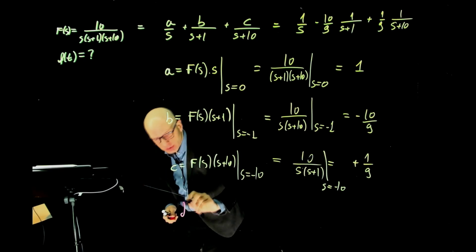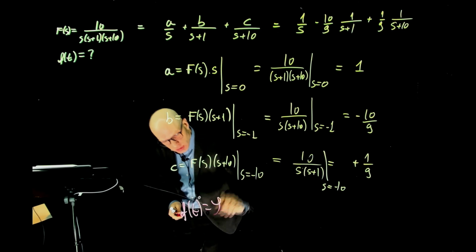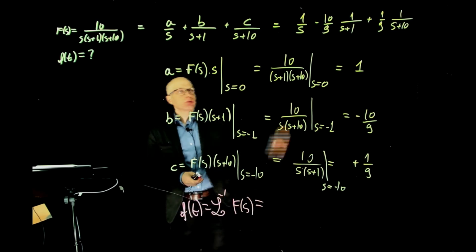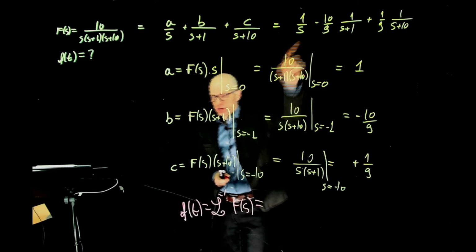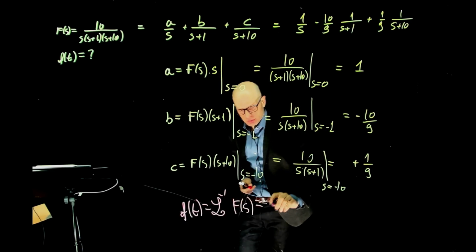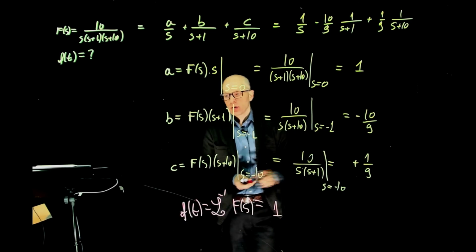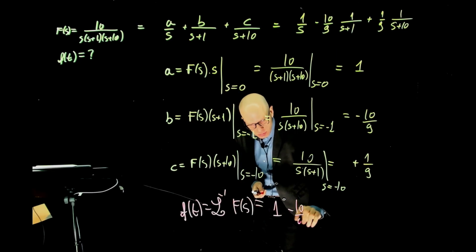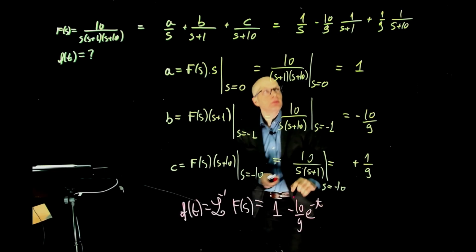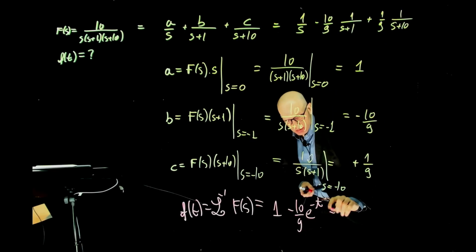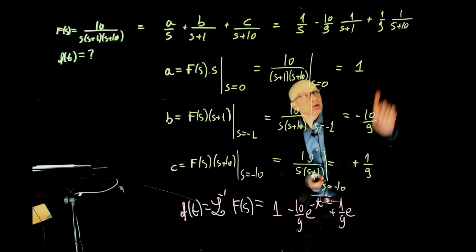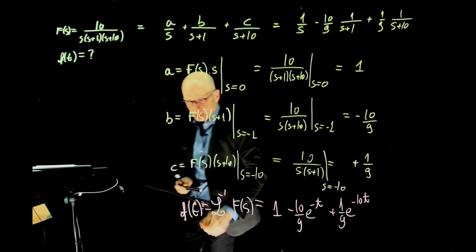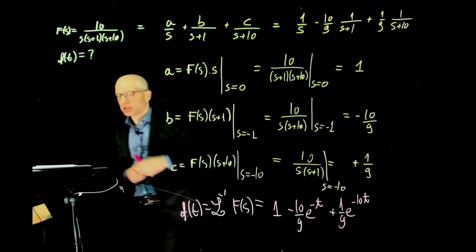Let's call this f of t, which is the inverse Laplace transform of f of s. And what is the inverse Laplace of 1 over s? You can check that, that's 1. The inverse Laplace of 1 over s plus 1 is exponential of minus t. And that one is exponential of negative 10t. This is now the inverse Laplace of that.